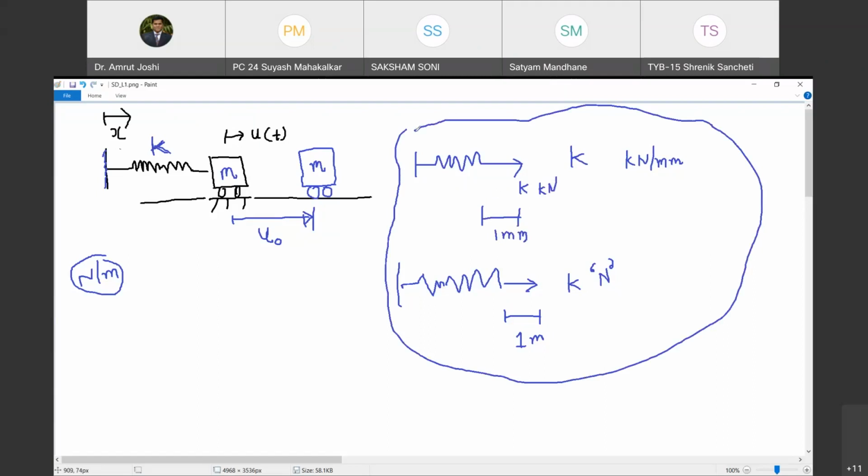So K is the stiffness of the spring. It is defined as the amount of force that you would require to have unit deformation. In which unit you are going to take the deformation and in which unit you are going to observe the force, that depends upon the unit in which you have expressed the value of K. Happy? Yes, sir.